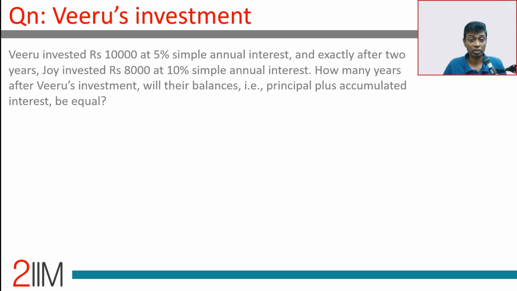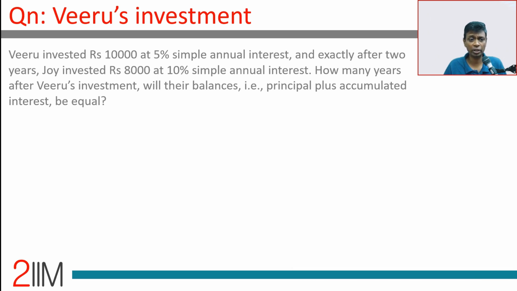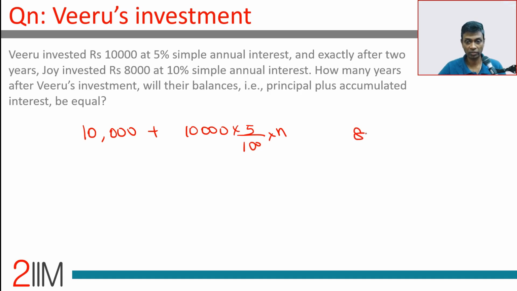We invested 10,000 at 5% simple interest, and after exactly 2 years, Joy invested 8,000 at 10% simple annual interest. How many years after Viru's investment will their balances, that is principal plus accumulated interest, be equal? Let's assume it will be equal after n years. After n years, Viru would have 10,000 plus 10,000 into 5 by 100 into n. Joy would have 8,000 plus 8,000 into 10 by 100 into n minus 2.